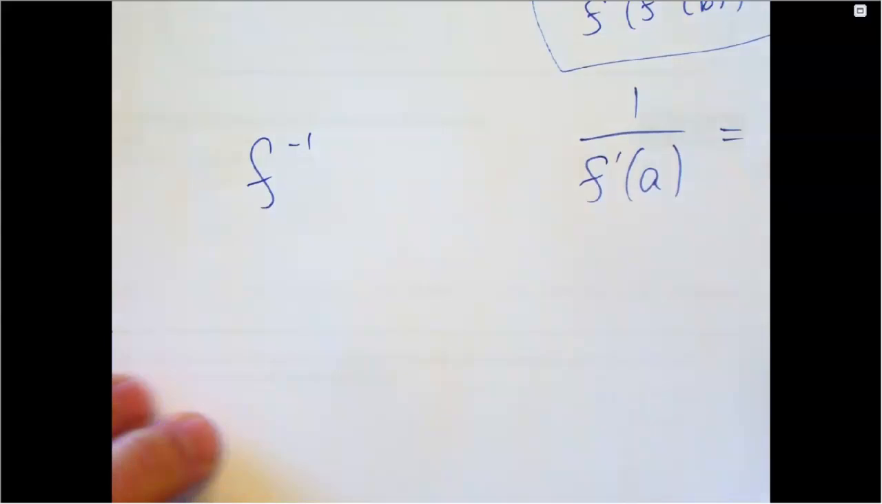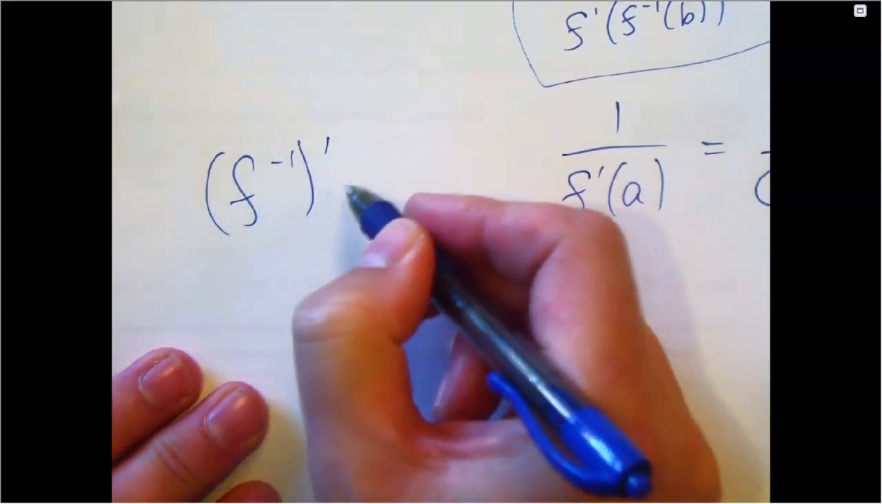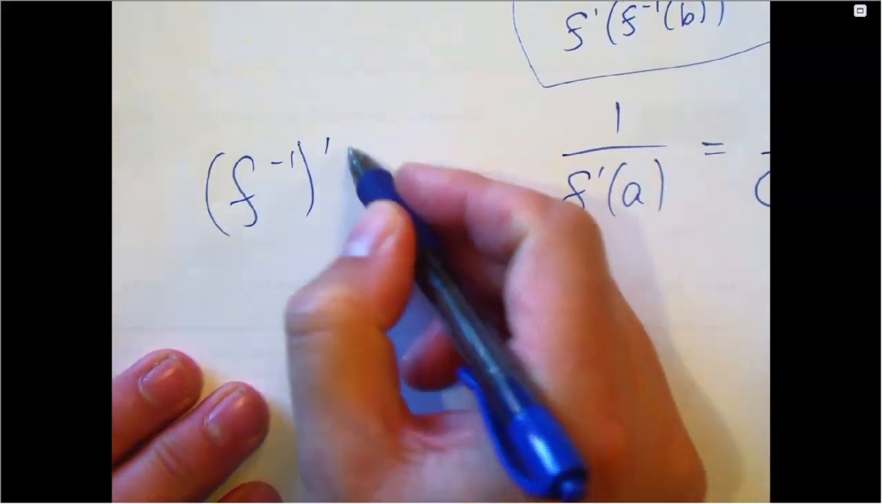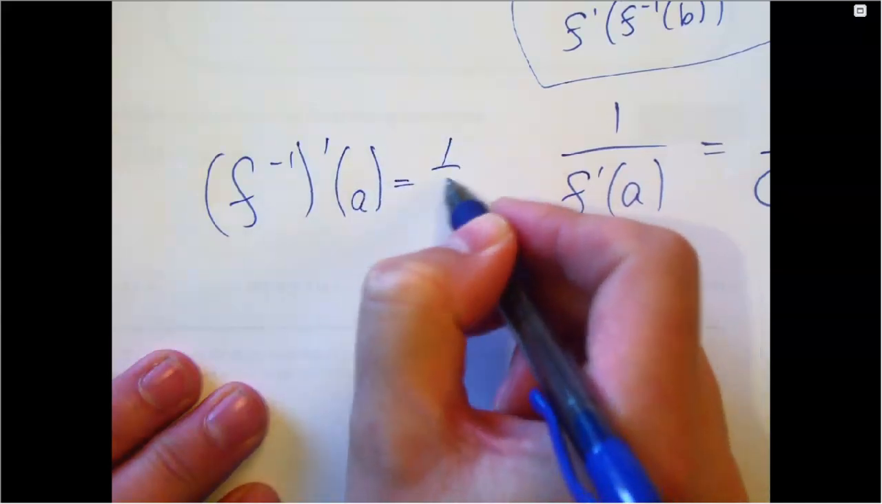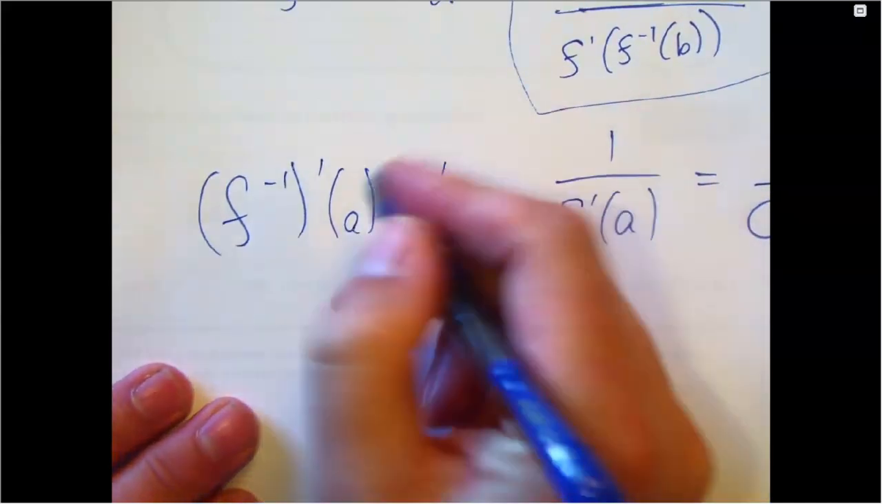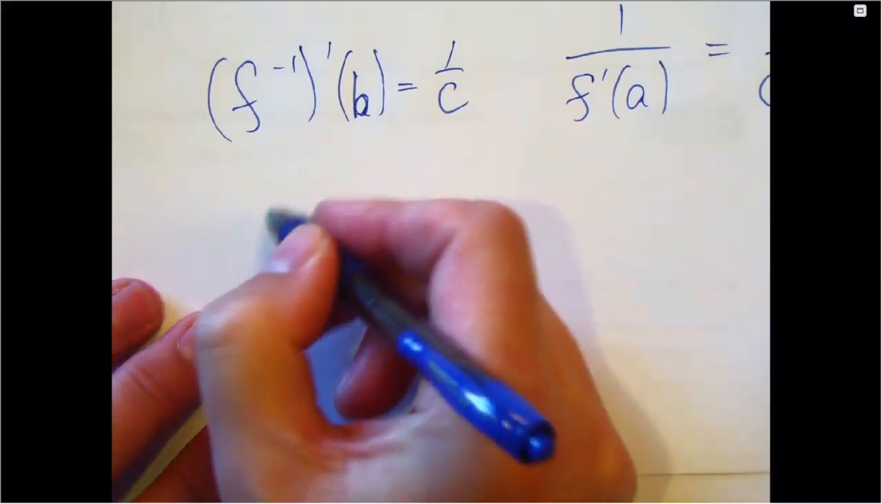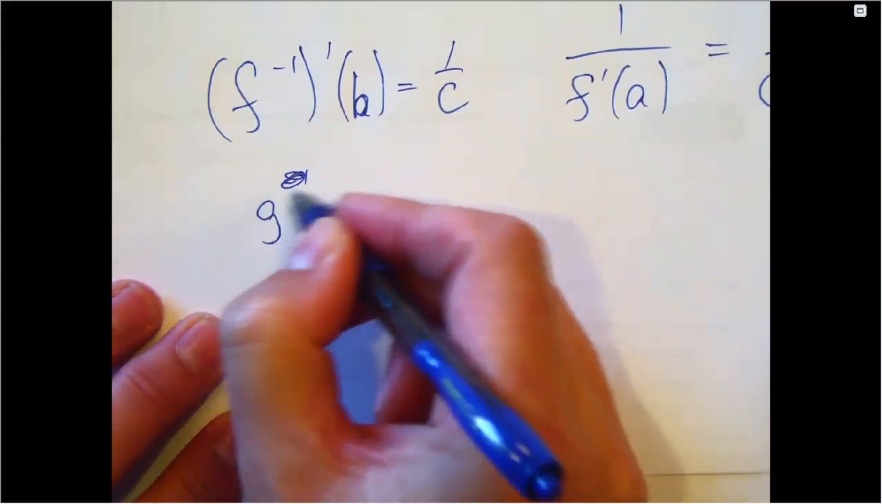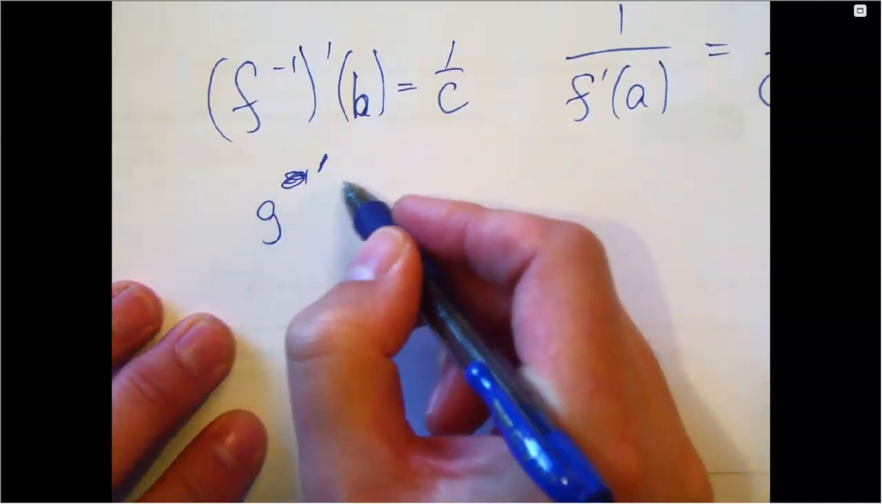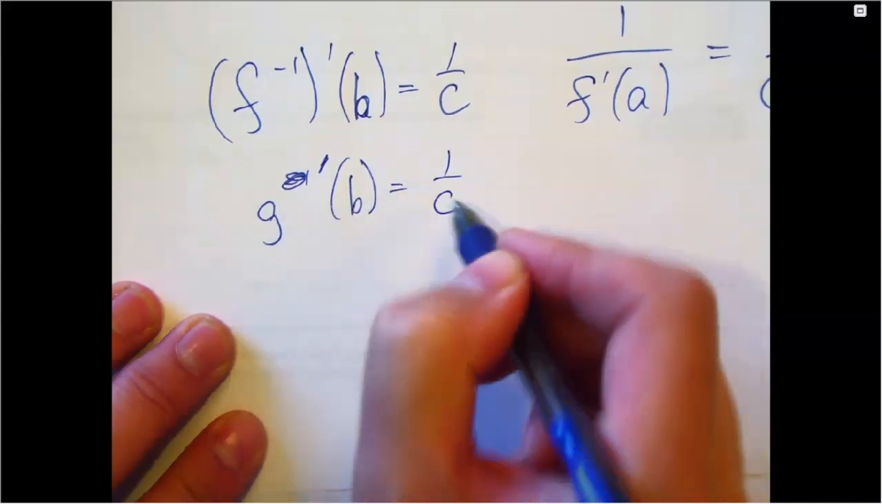So we just showed that f inverse prime of B is 1 over C. Which means g prime of B is 1 over C, because f inverse and g are the same thing.